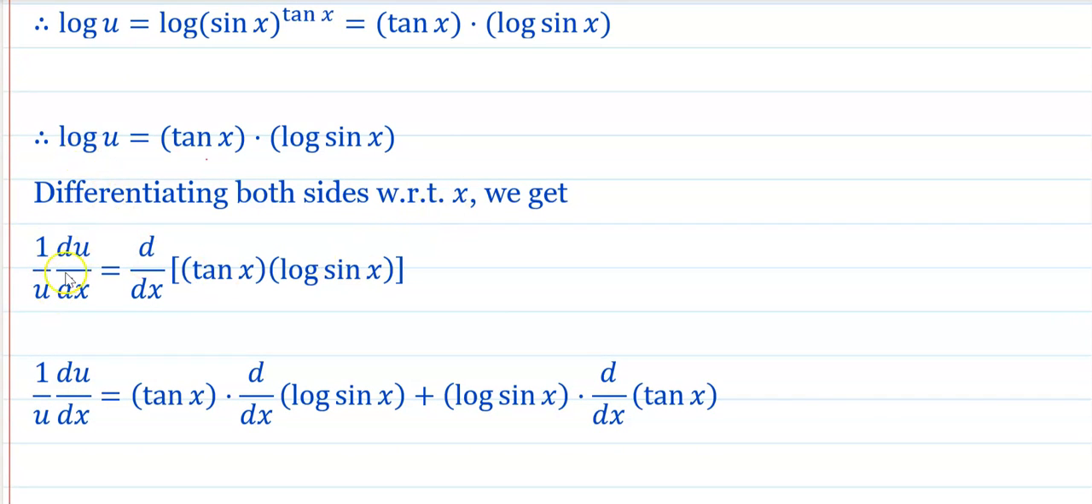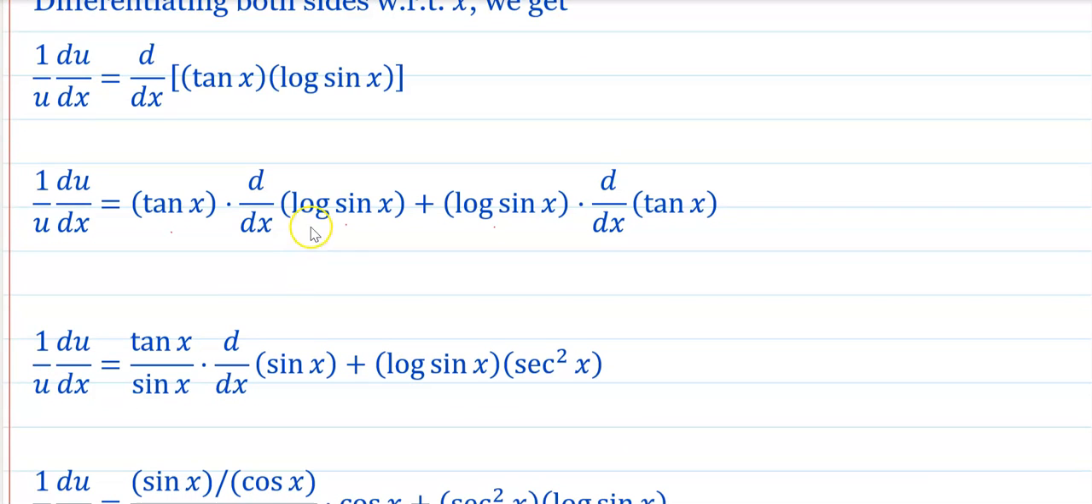Derivative of log of u is 1 upon u into du by dx, d/dx of tan x into log of sin x. First keep tan x as it is, then the derivative of log of sin x, plus log of sin x into d/dx of tan x. Okay, what is the derivative of log of sin x? 1 upon sin x into derivative of sin x. Okay, हा tan x आपण as it is ठेवलेला आहे. Log of sin x चा derivative 1 upon sin x into d/dx of sin x plus log of sin x as it is, d/dx of tan x, that is sec square.